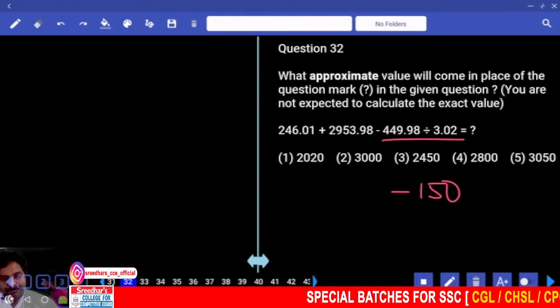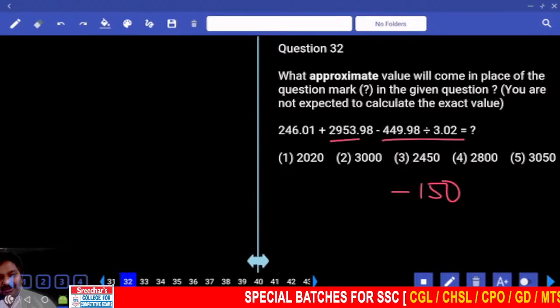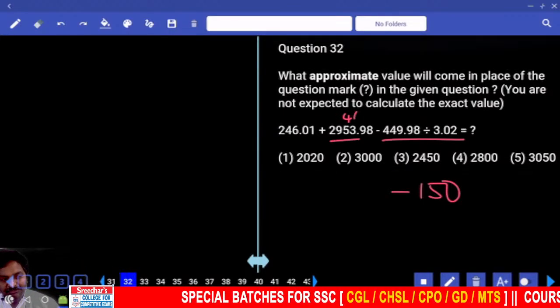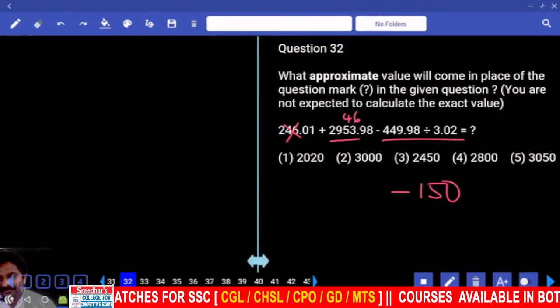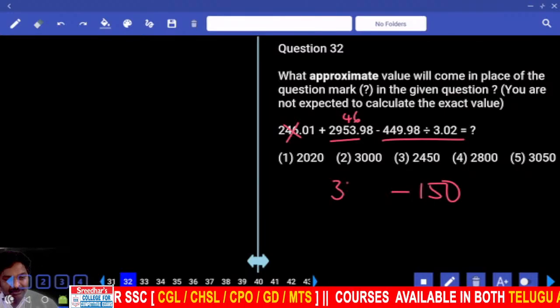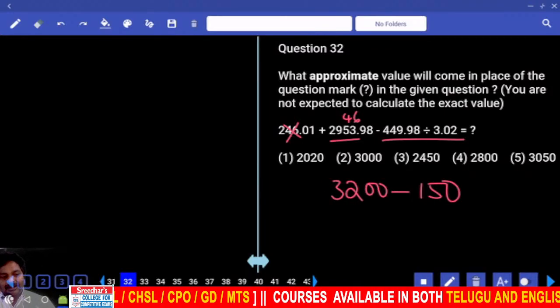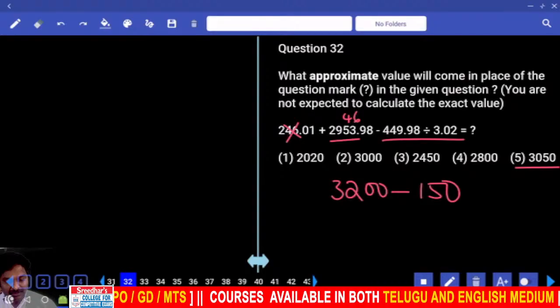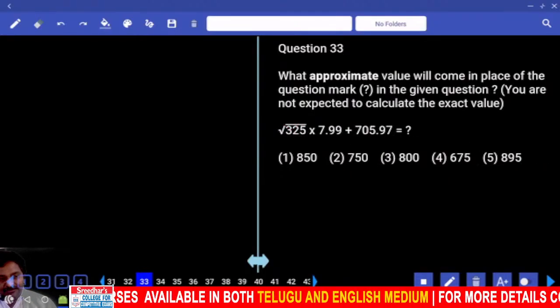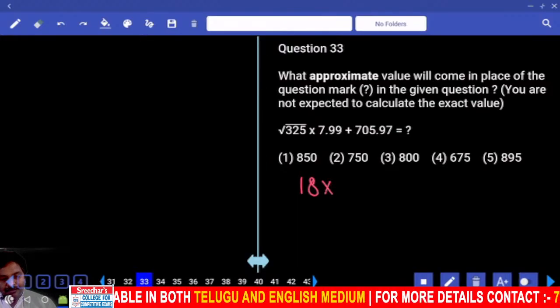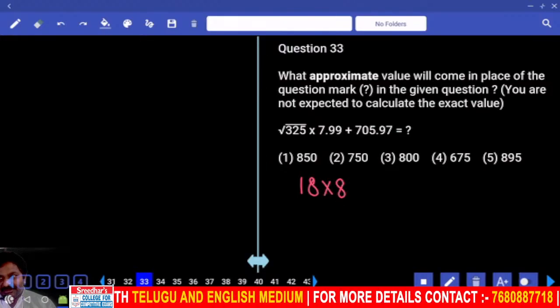150 negative number. To make this number a round figure, we need 46, correct? 46 taken from 246. 3,200 minus 150 is 3050. Under root of 325. 18. 8 times.